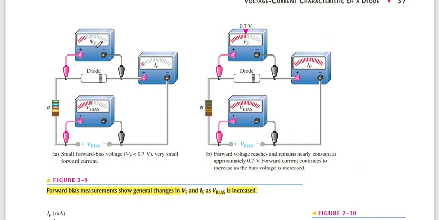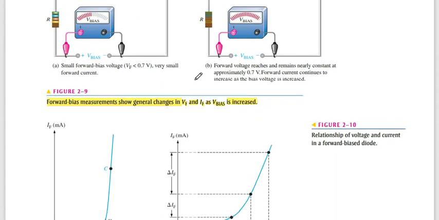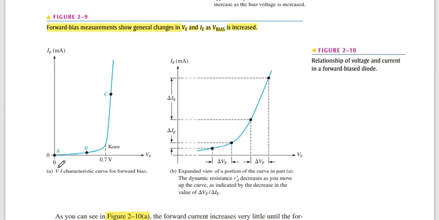This is VF, the forward bias voltage, IF, the forward bias current, and V base, the base voltage across the battery. So what happens in the graph diagram? We make a graph between current and voltage.